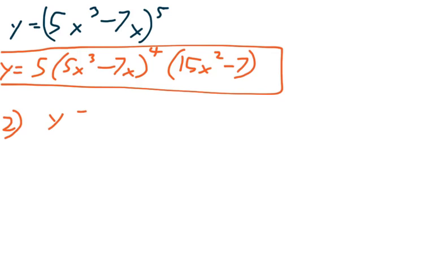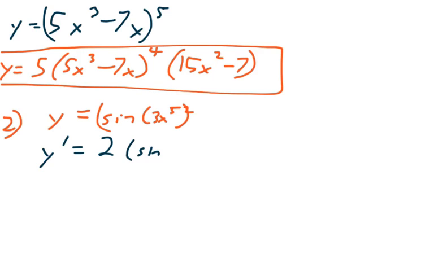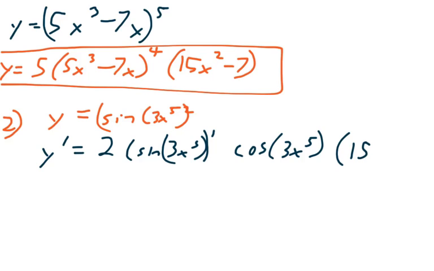For problem number 2, we have y equals sine 3x to the 5th quantity squared. So when I take the derivative, we got 2 sine 3x to the 5th to the 1st times the derivative of the inside, which is times the cosine of 3x to the 5th times the derivative of the inside, which is 15x to the 4th.